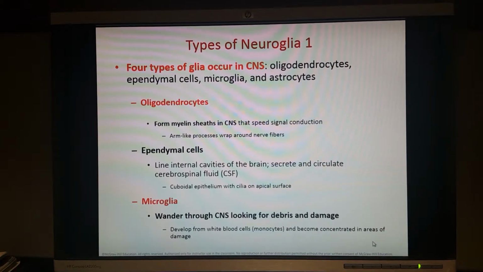Next type of glial cell are microglial cells. Their name shows you what they kind of look like. They're very, very small. There's a ton of them. They wander around your central nervous system acting like an immune cell.